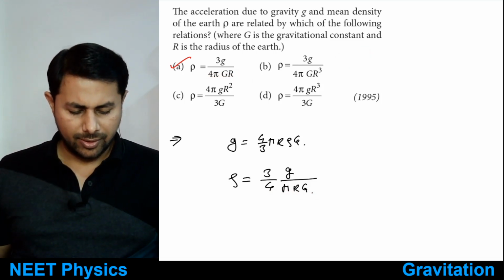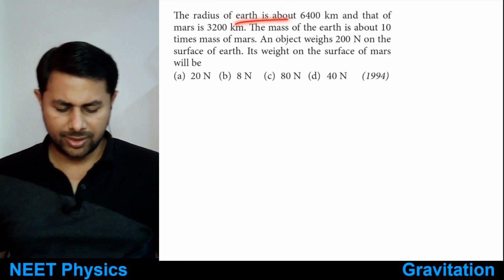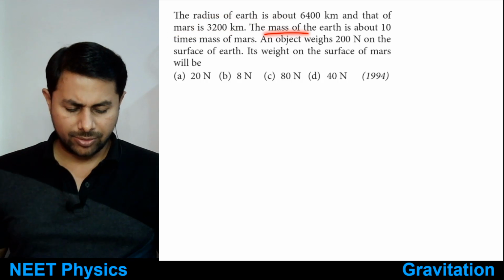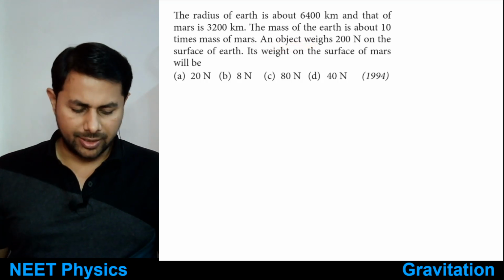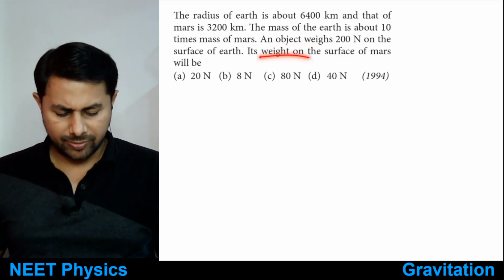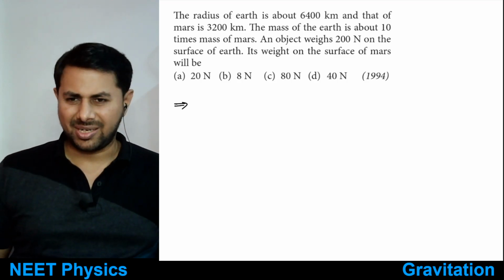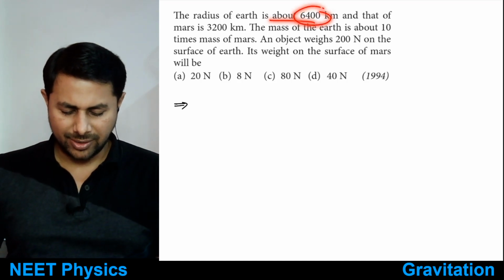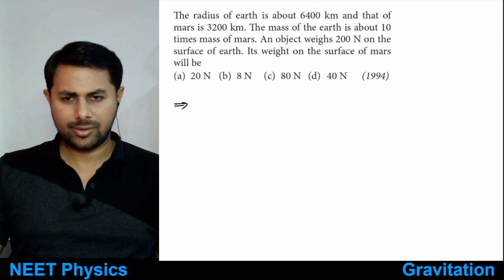Okay, let's see the next one. The radius of earth is about 6,400 kilometers and that of Mars is 3,200 kilometers. The mass of earth is about 10 times the mass of Mars, and an object weighs 200 Newton on the surface of earth. Its weight on the surface of Mars will be? Okay, tell me. There can be a question like this, comparison based.